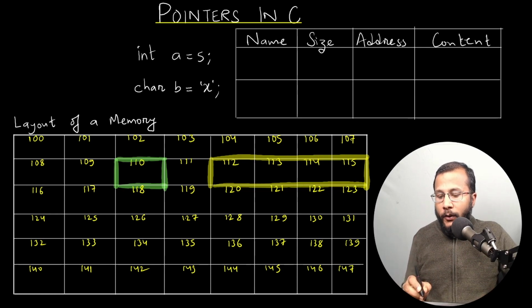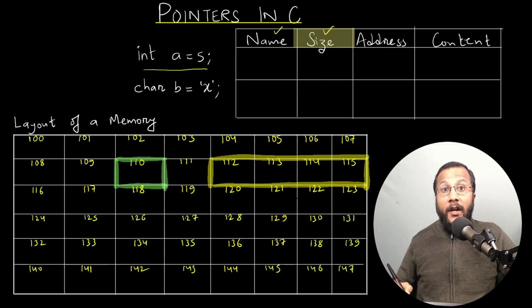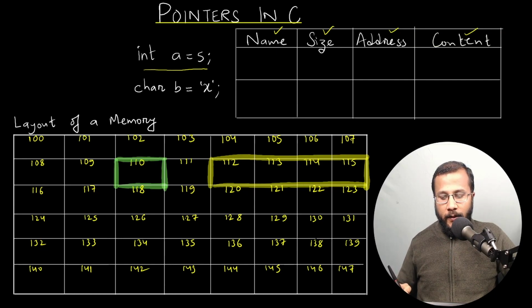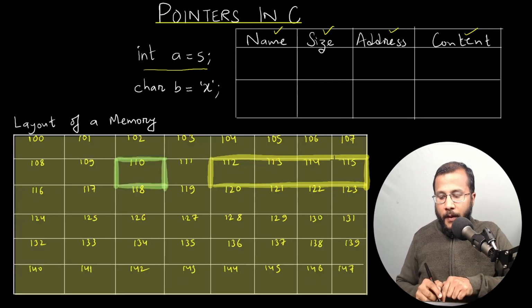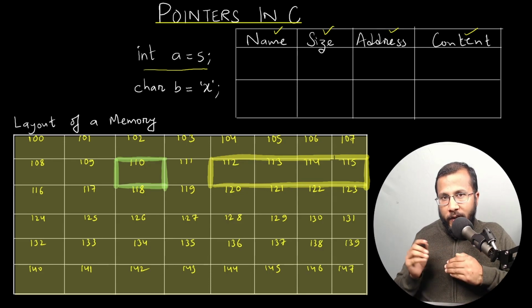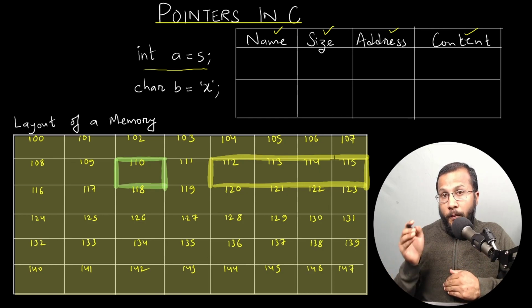Whenever you create a variable, let's say I create a variable a equals 5, we have to note the following things: the name of the variable, the size of the variable, the address of the variable, and the content of the variable. So with int a = 5, this is the layout of the computer's memory. The operating system will decide on which address your variable would be stored.